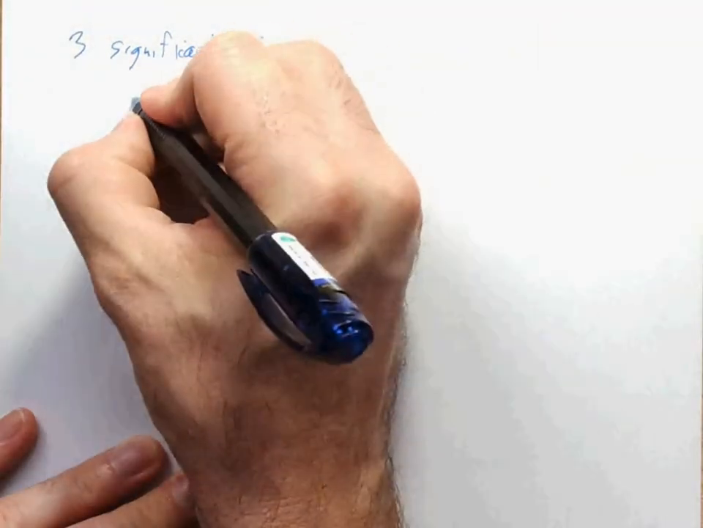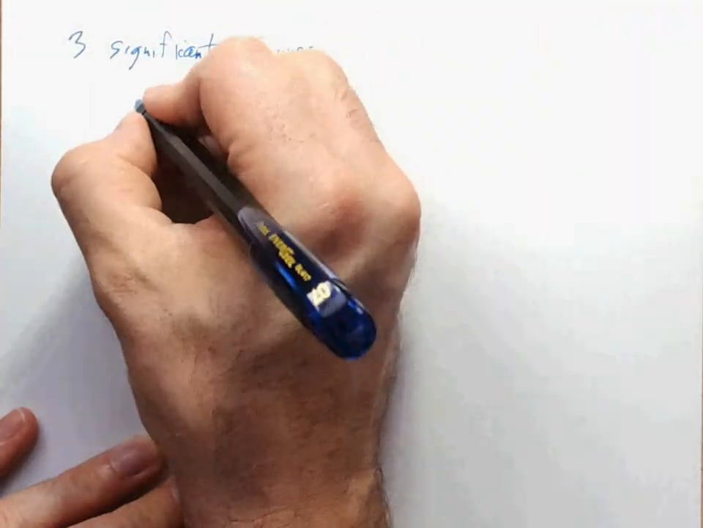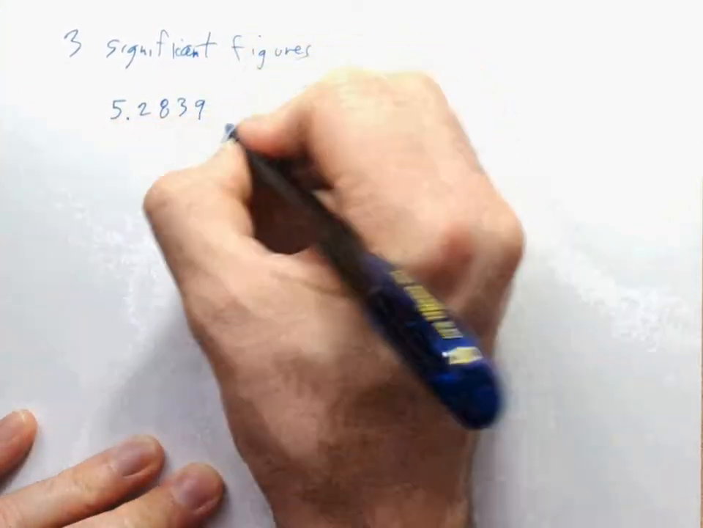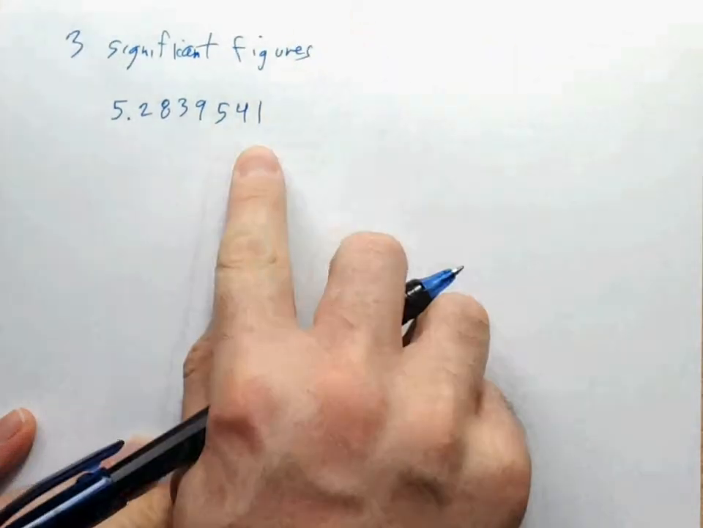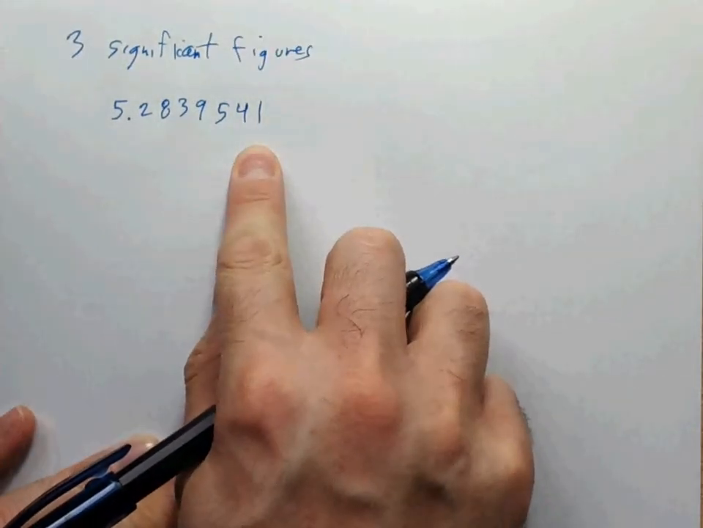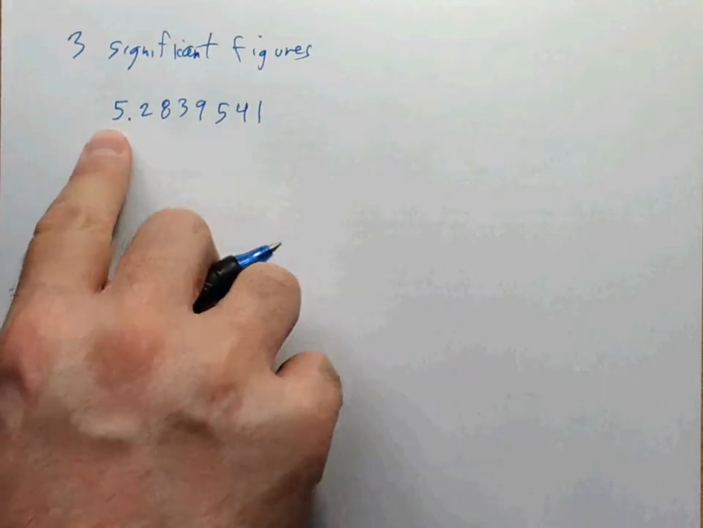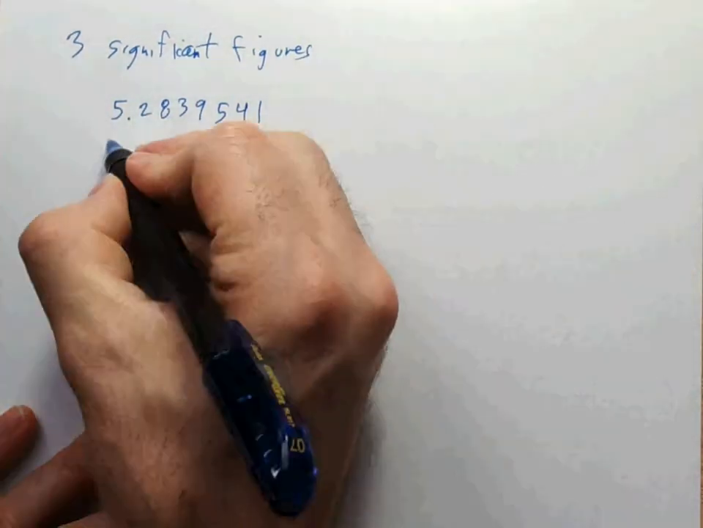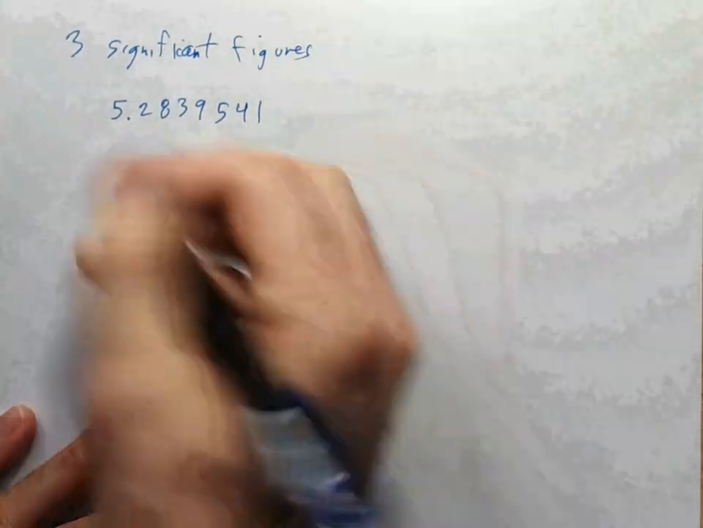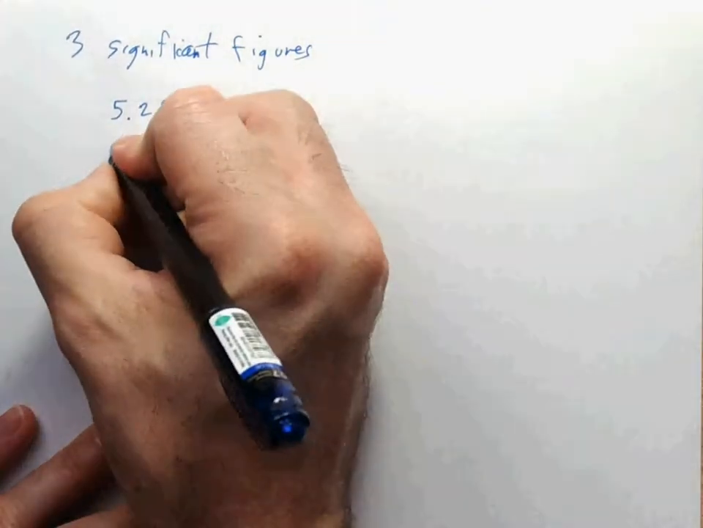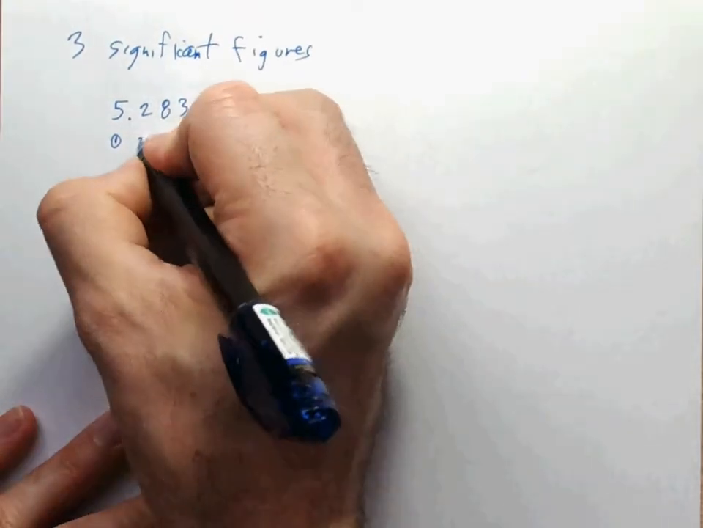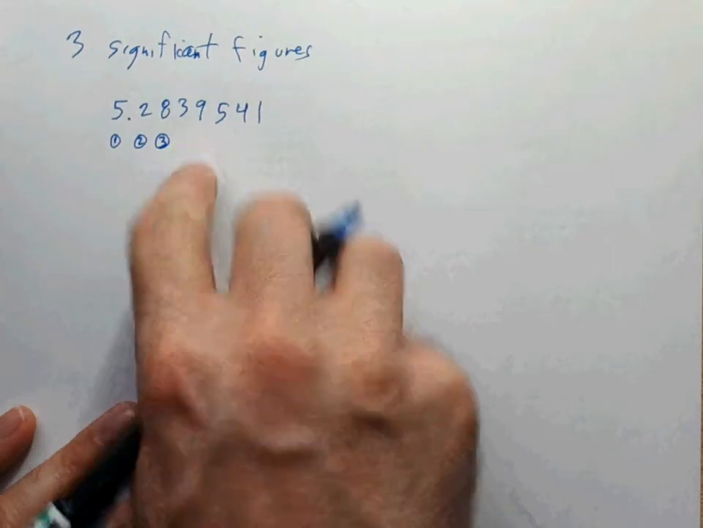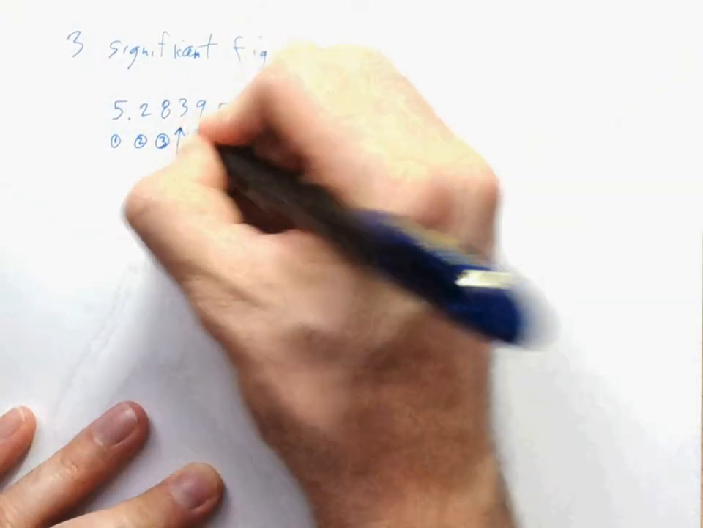What that means, let's say that you do this long math problem and you get an answer that looks like this: 5.2839541, something like that in your calculator. Okay, so what we do is we count from the first significant figure, in this case it's 5. It's the first non-zero figure on the left. So here's the first significant figure, here's the second, here's the third, and then we have to look at the fourth significant figure, and that tells us if we need to round at all.